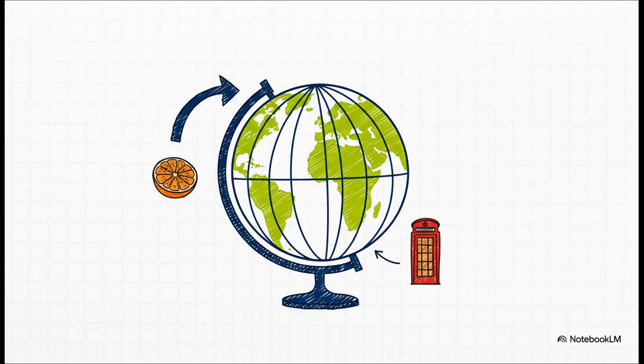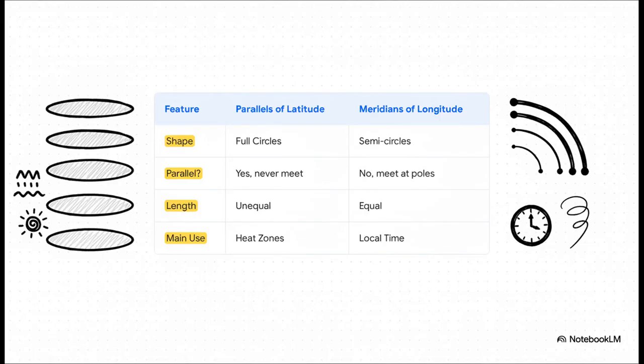More important points for your notes, my dears. Longitudes run north-south. They're semicircles. And yes, they all meet at the poles. And unlike latitudes, which get smaller, all longitudes are the exact same length. Their main line is called the prime meridian, which is at 0 degrees. And you can see they are furthest apart at the equator, and then they get closer and closer till they touch at the poles.